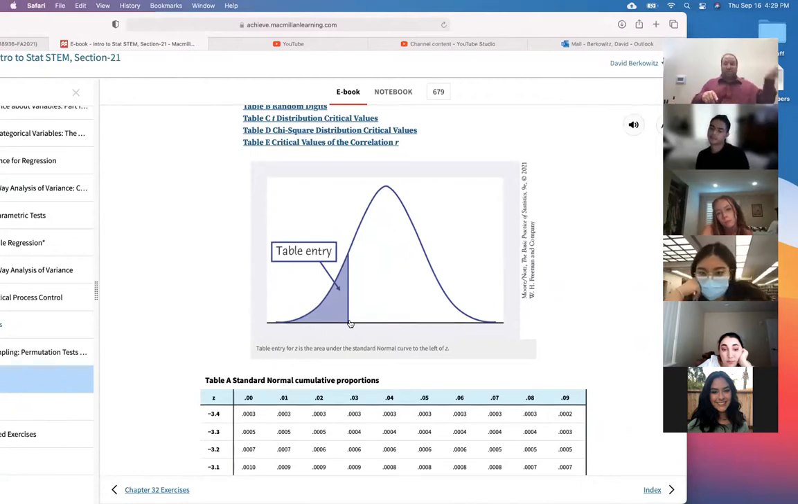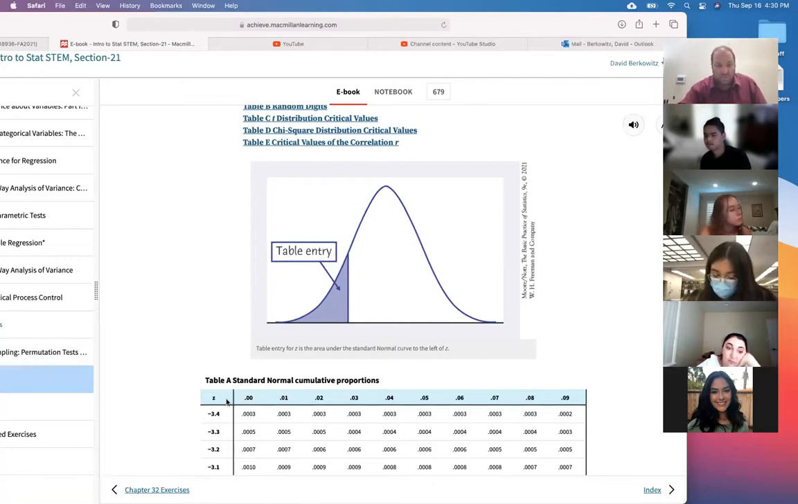How is the number to the left and the number to the right related? If I look at the likelihood of being to the left and the likelihood of being to the right and I add them, what do I have to get? 100%. I have to get 1 because it's one or the other. So if the table gives me to the left, 1 minus that gives me to the right. So let's find the value.